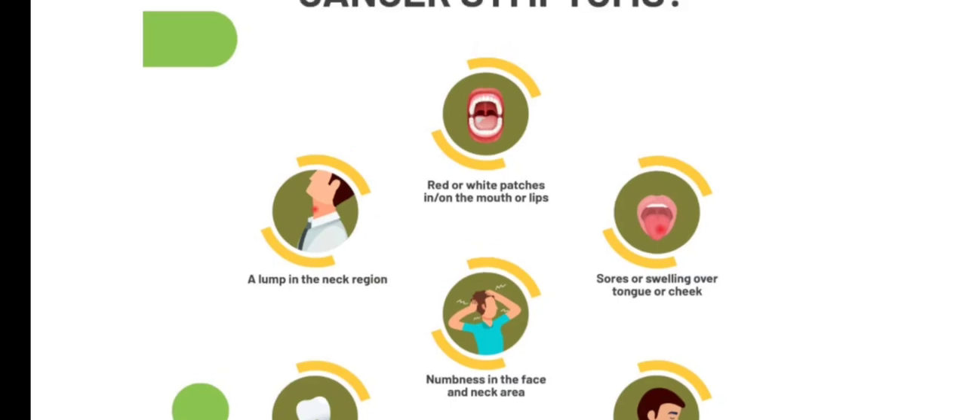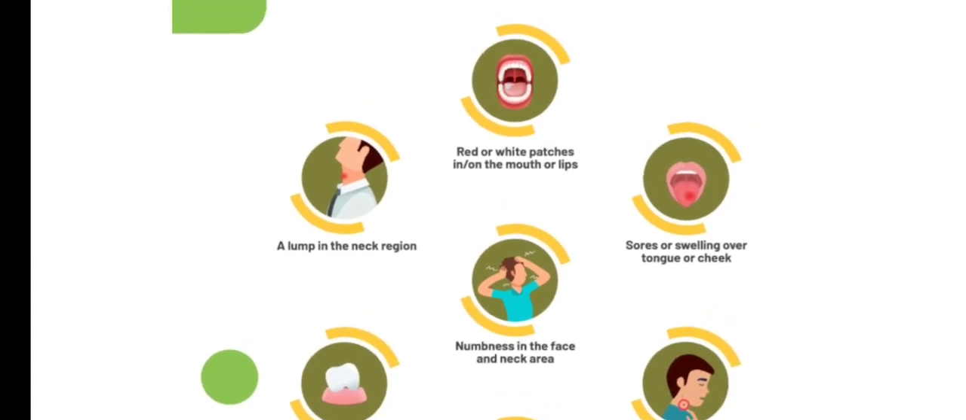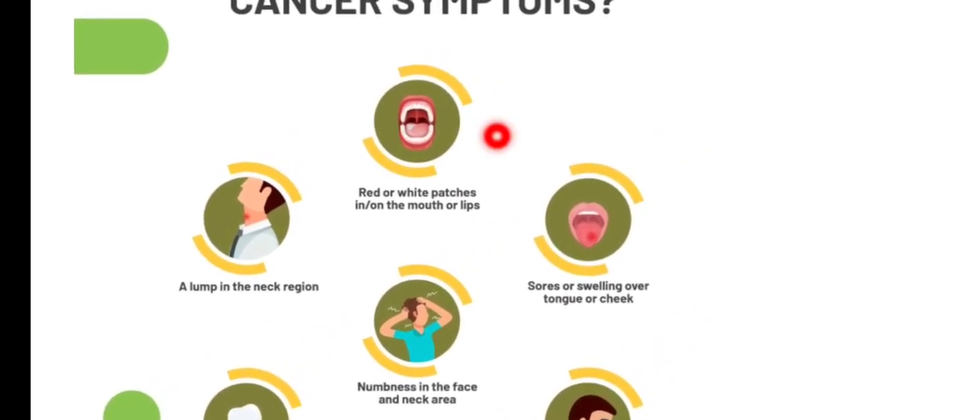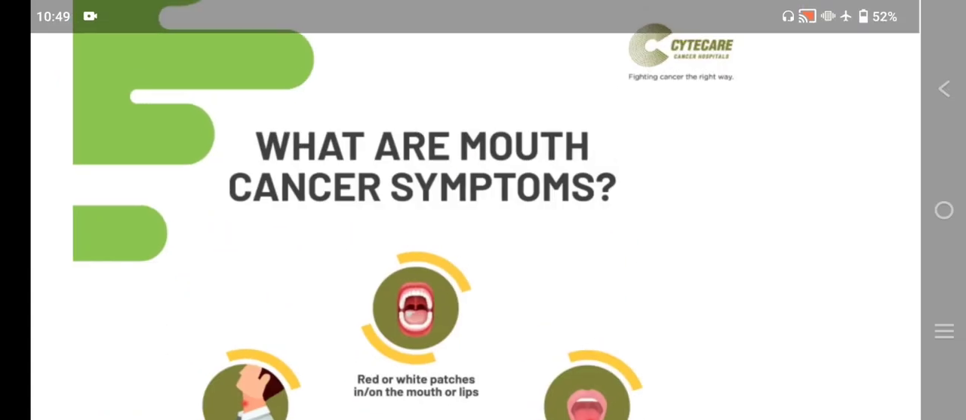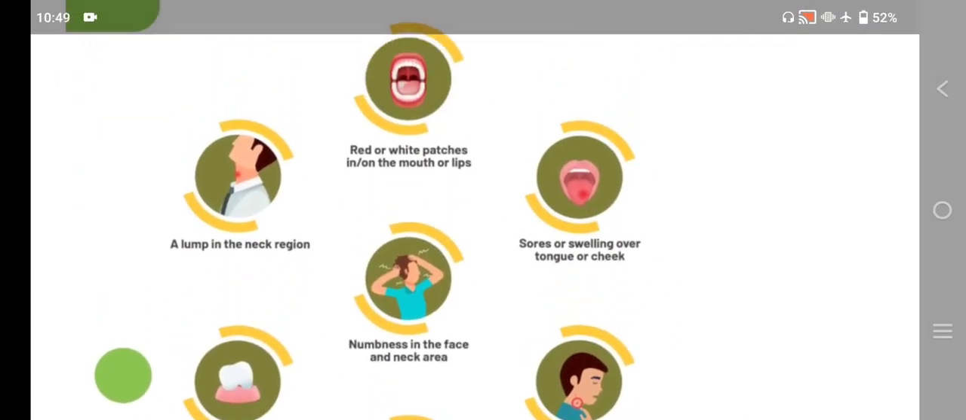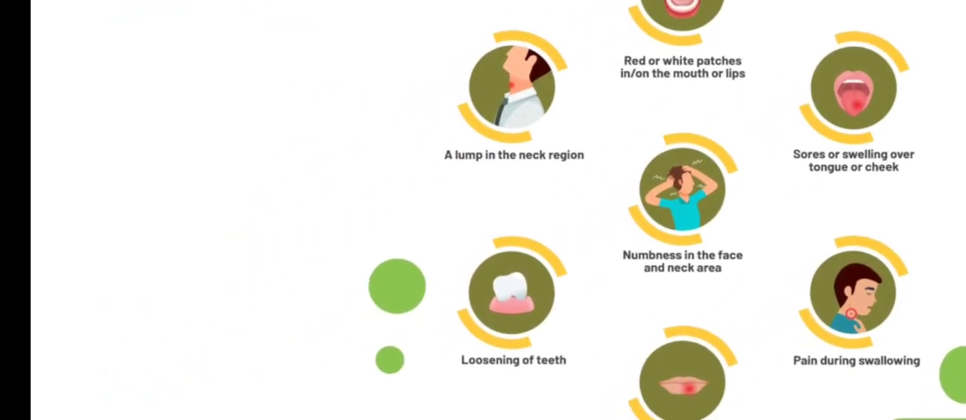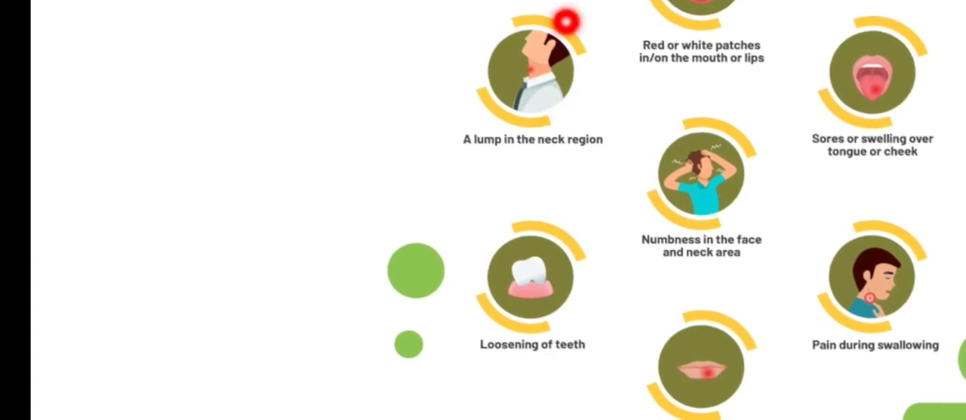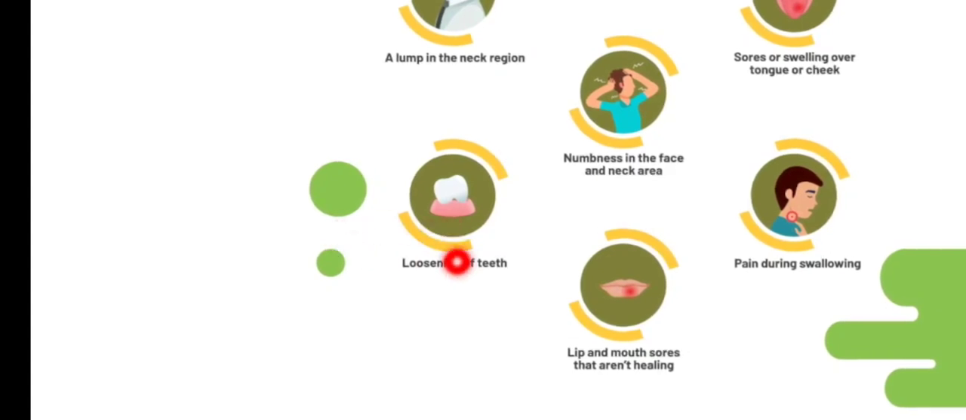Now if we talk about the symptoms of oral cancer, you can see here that it's just like red or white patches. If you look here, it's like white patches on the skin, right? And sometimes there is a lump in the neck region, as well as loosening of the teeth due to oral cancer.